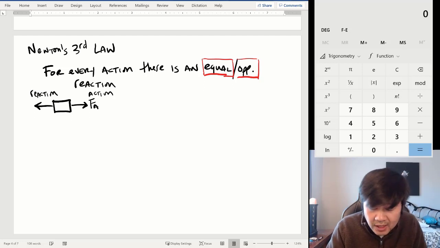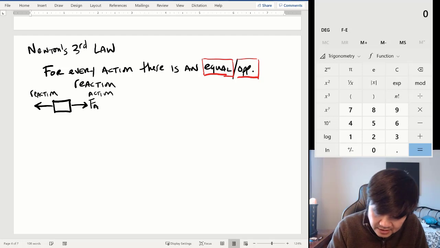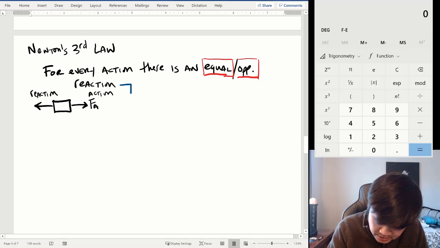Now, if they're equal and opposite, then that object could obviously never move, right? Because equal and opposite. Now, here's the key to this. And I really don't, I've seen this so many times. I guess they just assume that people know this.